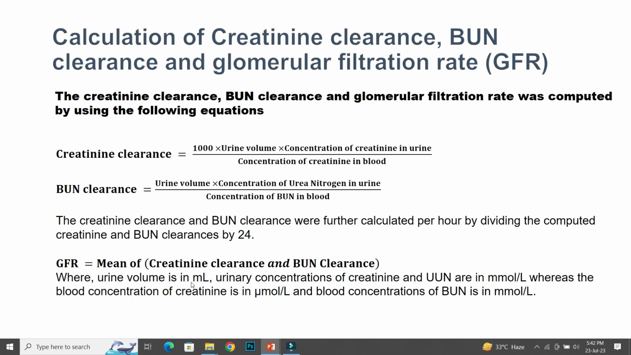Urine volume is in ml, and urine concentrations of creatinine and urea nitrogen are in millimole, whereas in blood the concentration of creatinine is in micromole and the blood concentration of BUN is in millimole. So here it is micromole, that is why we are adding 1000. So this is how we can calculate and conduct the whole folic acid induced acute renal failure experiment.